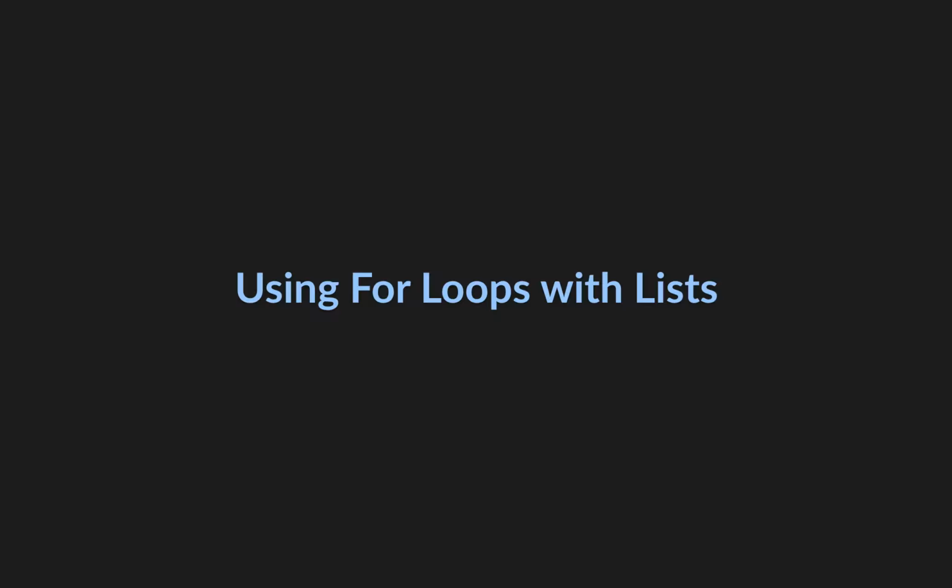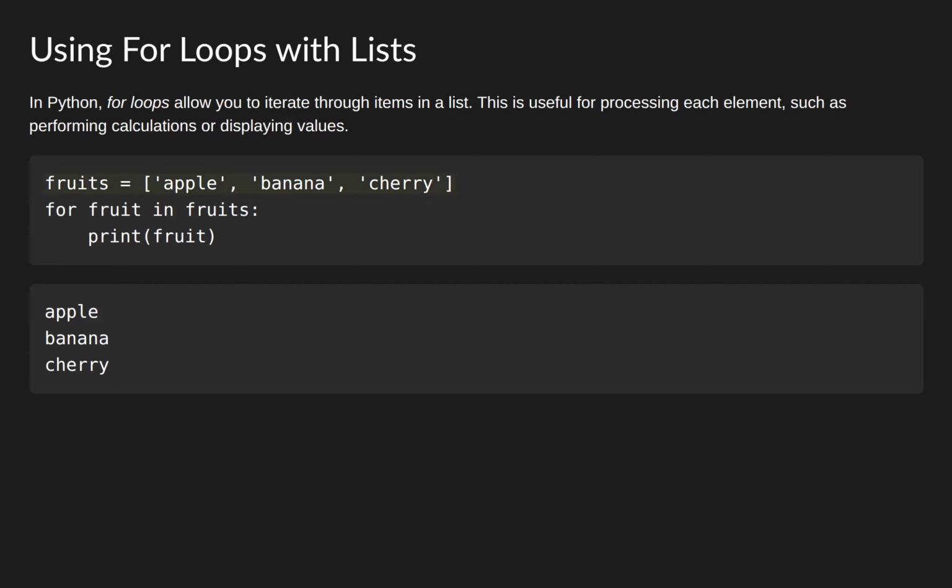Using for loops with lists. In Python, for loops enable you to iterate through each item in a list. This is useful when you need to process every element, such as performing calculations or displaying values.